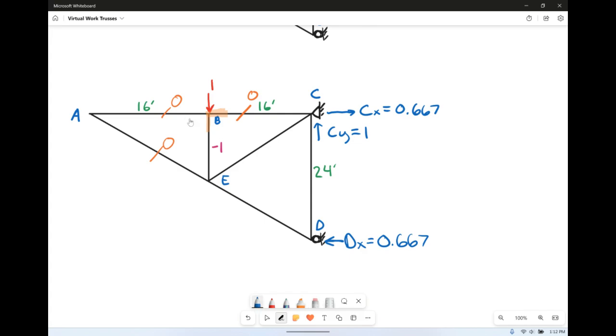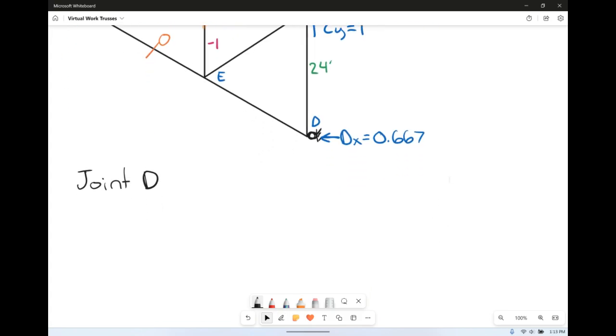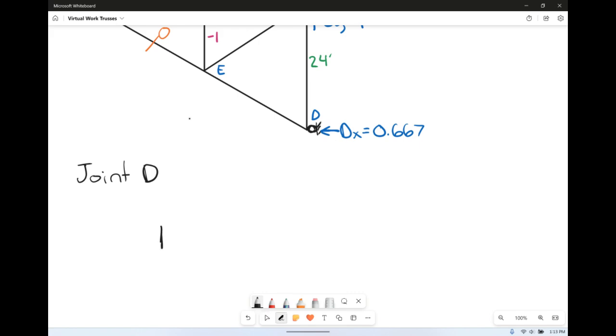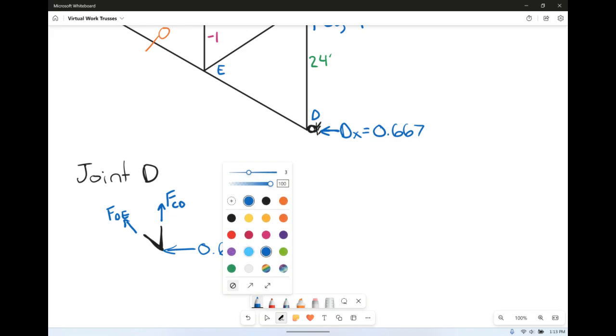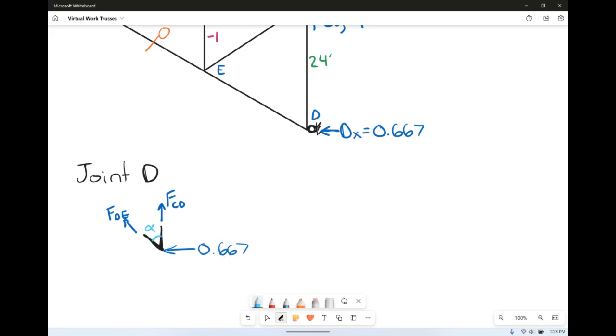So maybe we should start by going down to joint D. Joint D looks pretty simple to me. So at joint D, let's draw it out. We've got a vertical member, we've got this member, and we've also got dx. So that's 0.667, and we have our force CD, and we have our force DE.